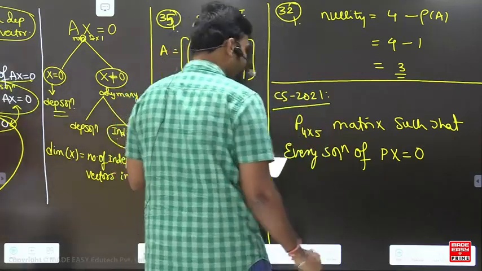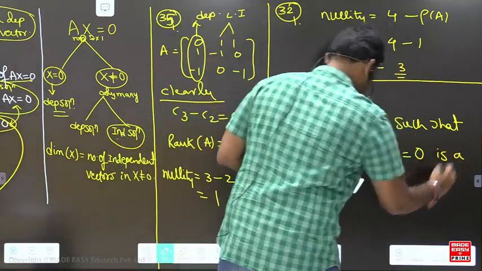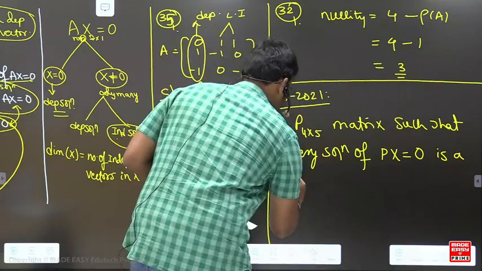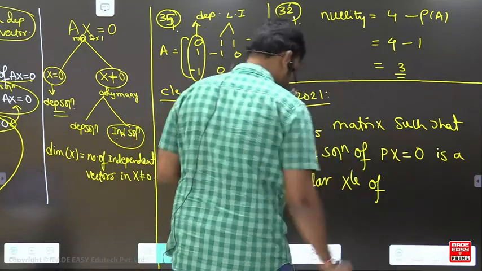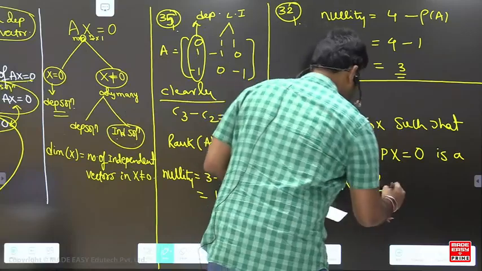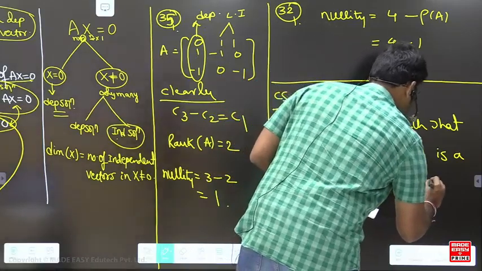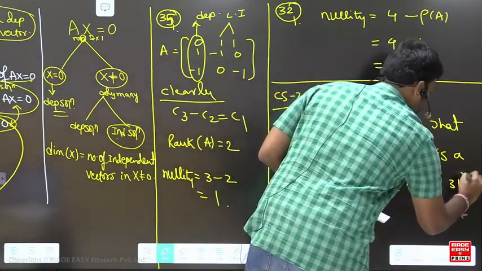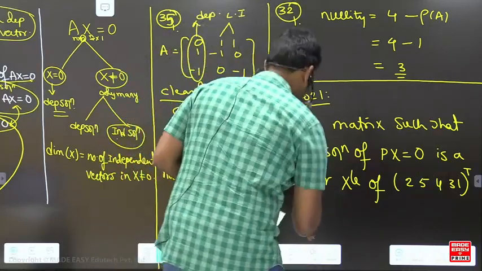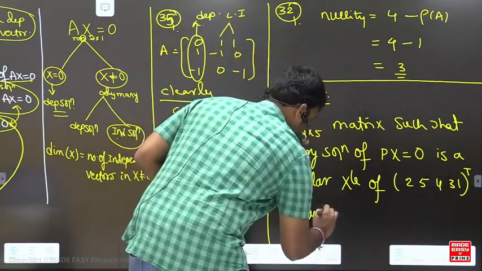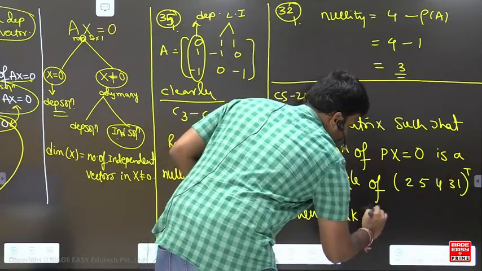Px is equal to 0 is a scalar multiple of (2, 5, 4, 3, 1) transpose. Then the rank of P is equal to 1.